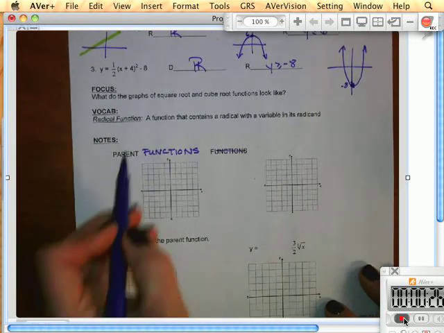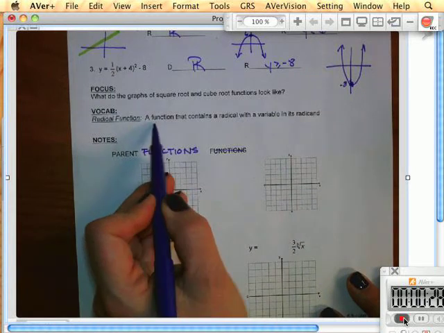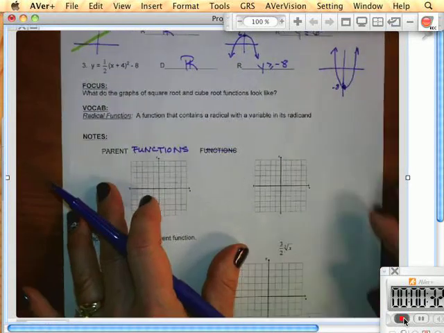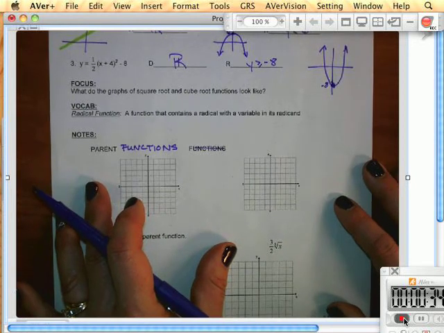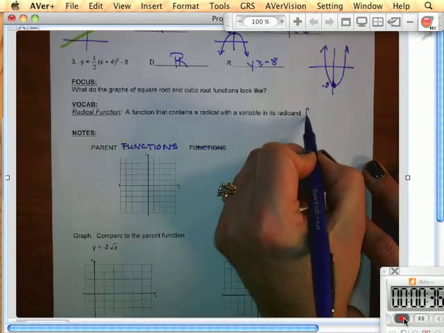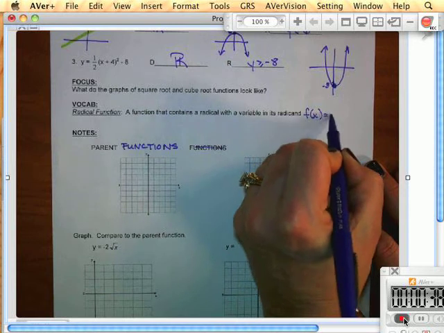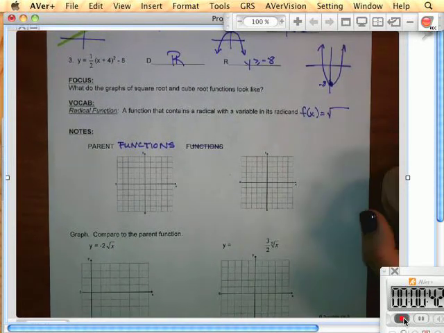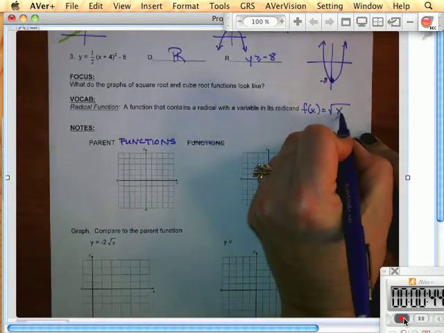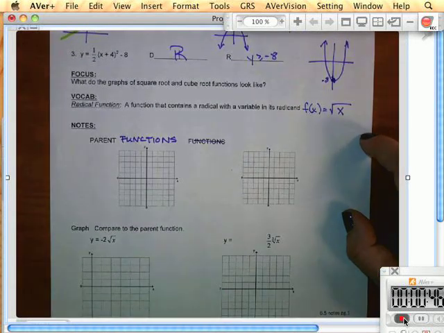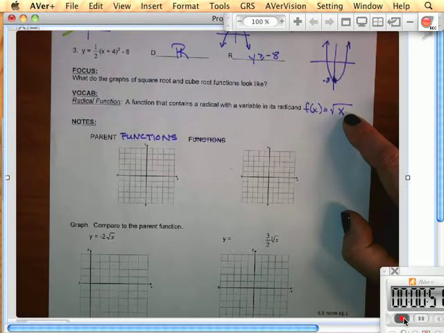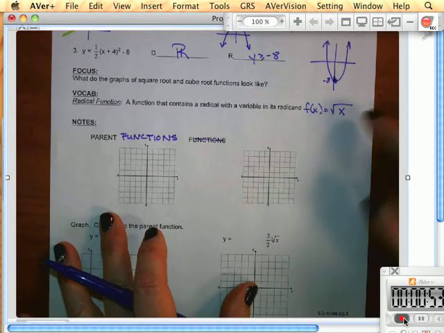So what you're doing today is a radical function is a function that contains a radical with a variable in its radicand. Do you remember what those words are? Here's a function. It contains a radical, and whatever's underneath it is called the radicand. So that's a radical, that's a radicand. So there's a radical function right there. There's lots of other ones too.